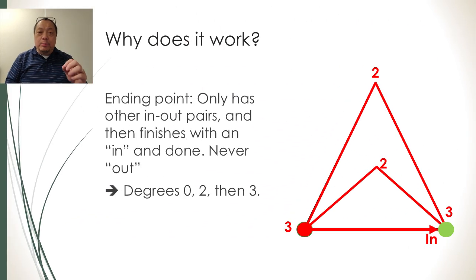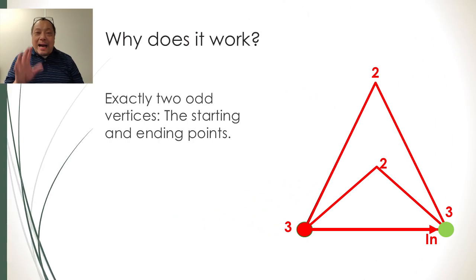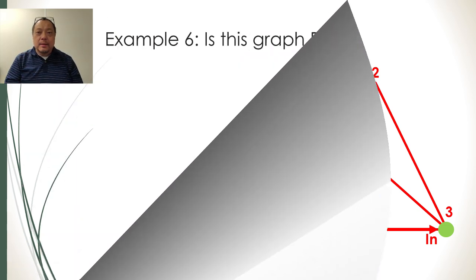Same thing with the ending point. It's got some in-out pairs as the graph goes along, but in the end, it's got an in and no out. So the degree was 0, then an in-out pair got it up to 2, and the last in got it to 3, and never got back to even. Therefore, an Eulerian path has exactly two odd vertices, the starting point and the ending point.